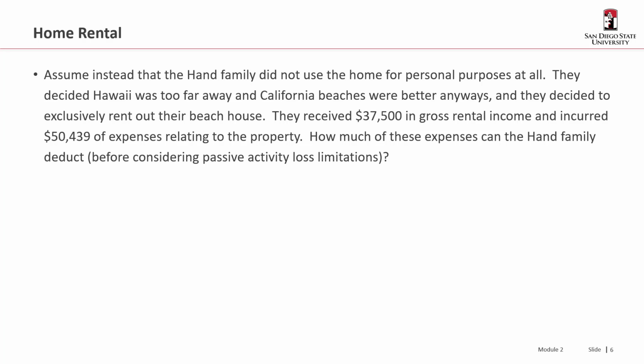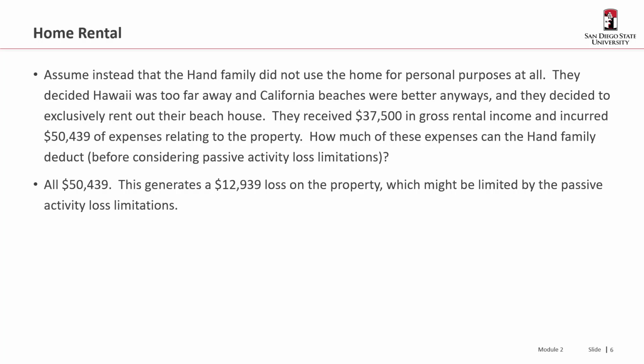Okay, so how much can they deduct? Well, there's no allocation necessary anymore. So they're simply going to deduct all of their expenses, all $50,439. So this generates a loss of $12,939 on the property. Now, we know that basis, at risk, and the passive loss limitation could apply. So let's walk through each of those with respect to this example and see why that may or may not be the case.